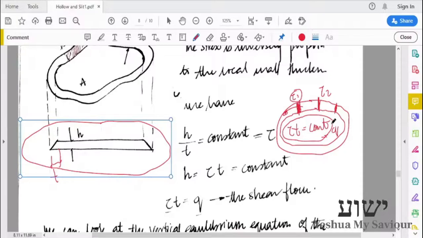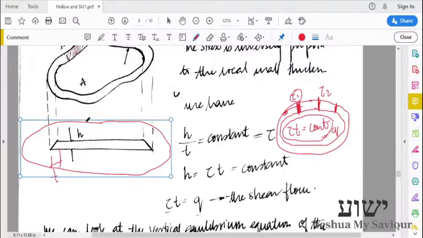It is necessary to understand that the stress does not vary with its thickness, but can vary throughout the cross section. So here I have taken the height of the membrane as h, and t is the thickness of the membrane. You can see that h by t is a constant.